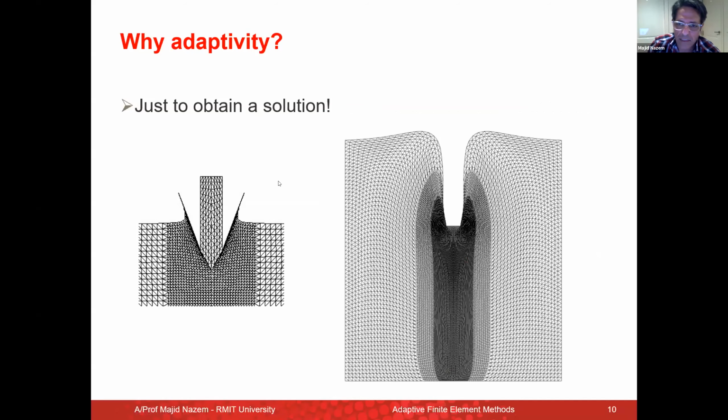In some cases, we use adaptivity just to obtain a solution. This is mainly the case with problems with relatively large deformations, and I promise you that I will show you a few examples of these problems during this presentation.